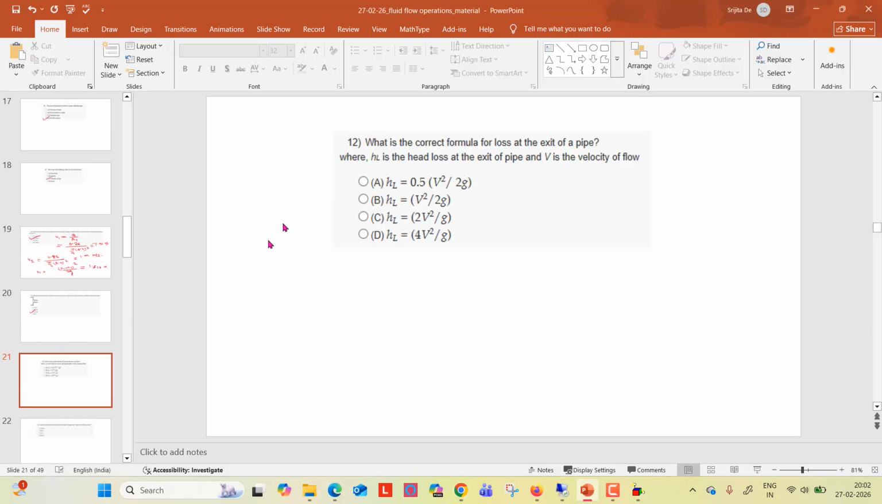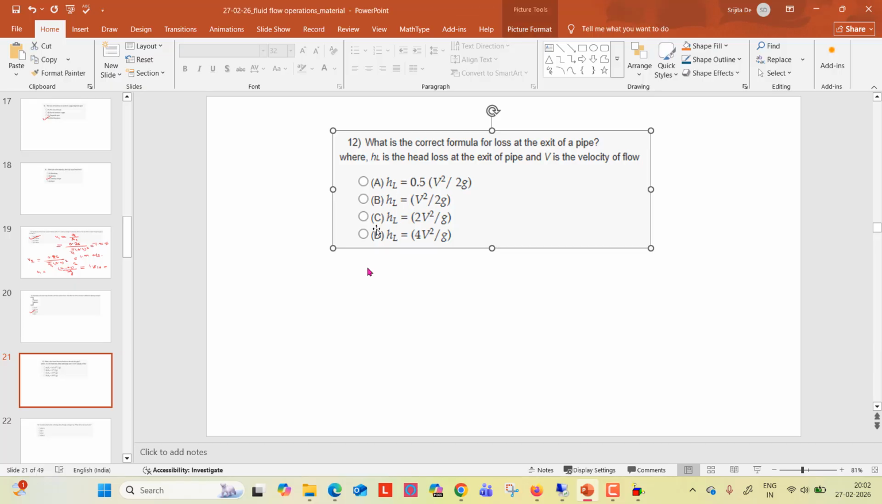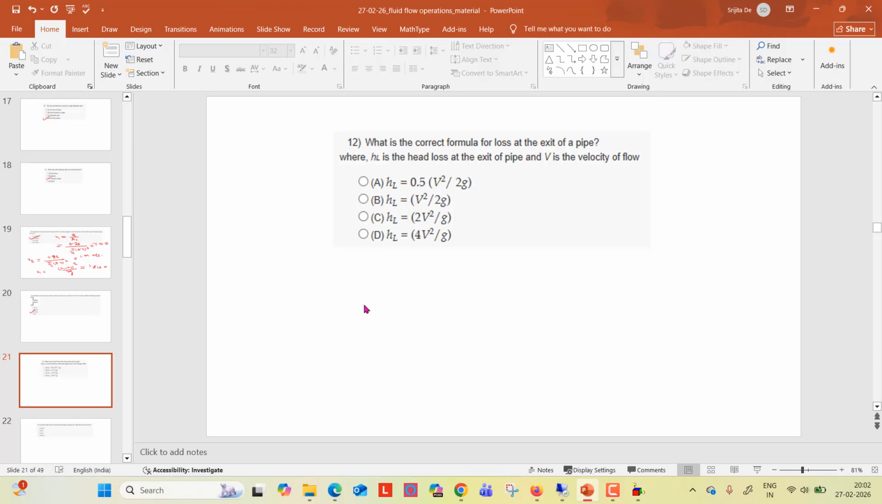Next. What is the correct formula for loss at the exit of a pipe, where HL is the head loss at the exit of a pipe and V is the velocity? So the correct formula for head loss is option D. Multiple times we have seen it is V square by 2g.